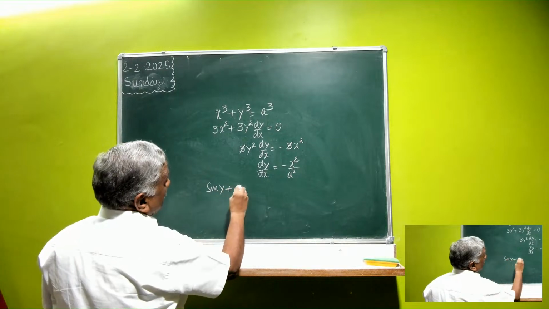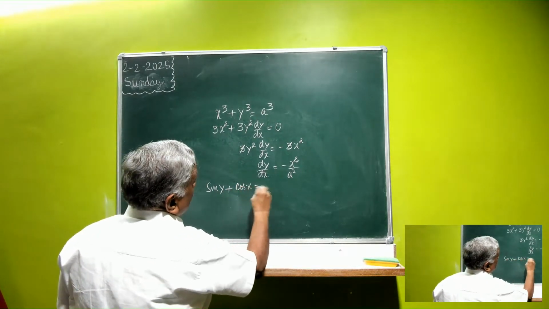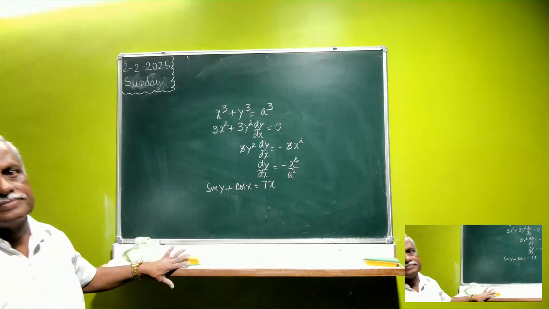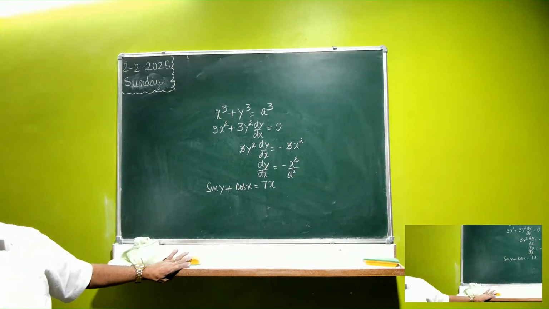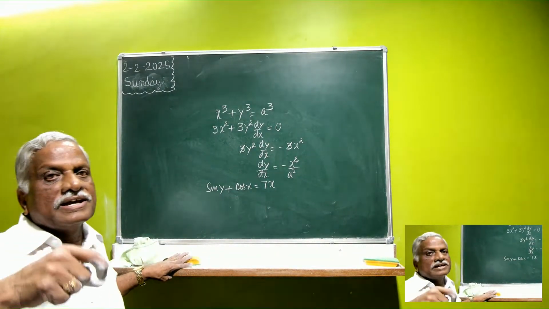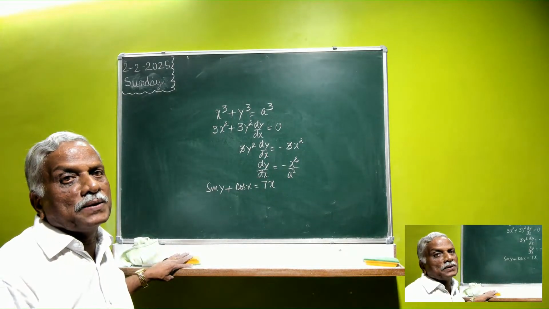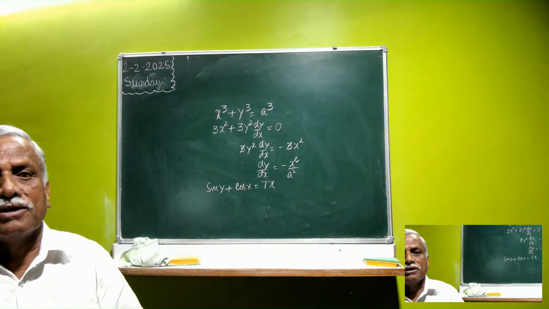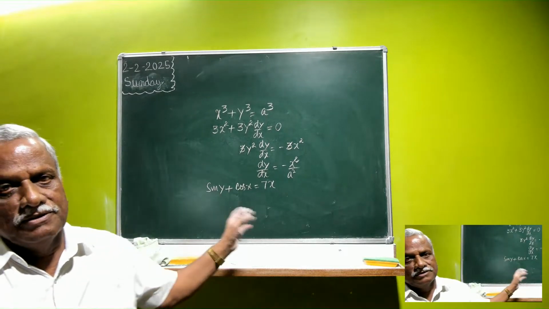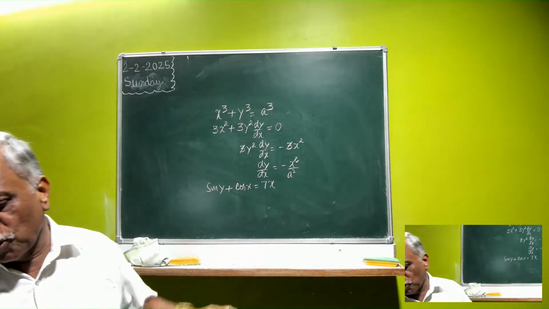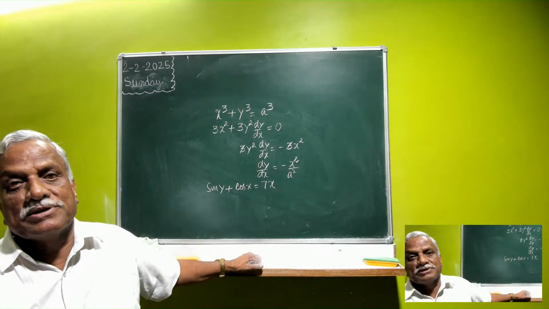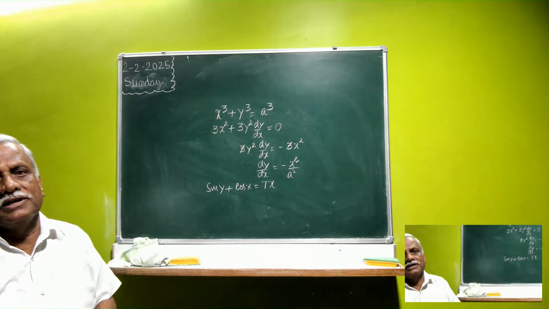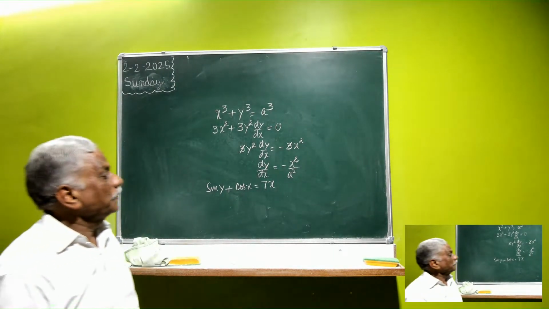sin y plus cos x is equal to 7x. I'm just taking very simple problems in the beginning. Later, maybe today I may not be able to complete implicit. Whatever possible I'll work, some more problems in case the time doesn't permit. After implicit function, we'll have to go for the next second category.